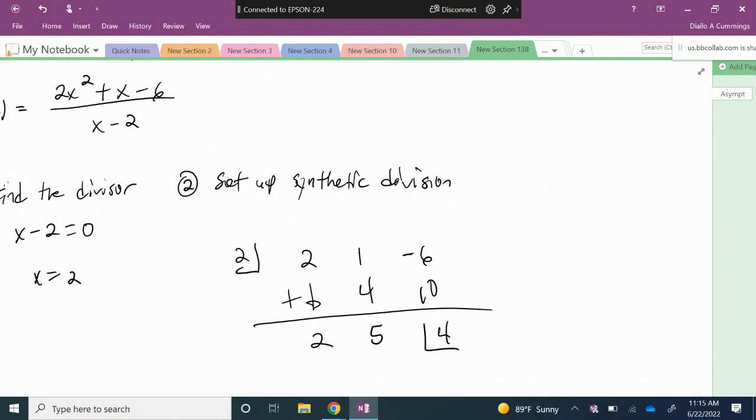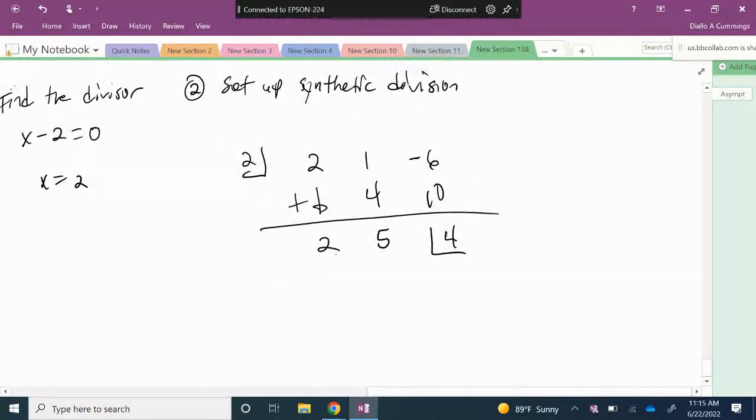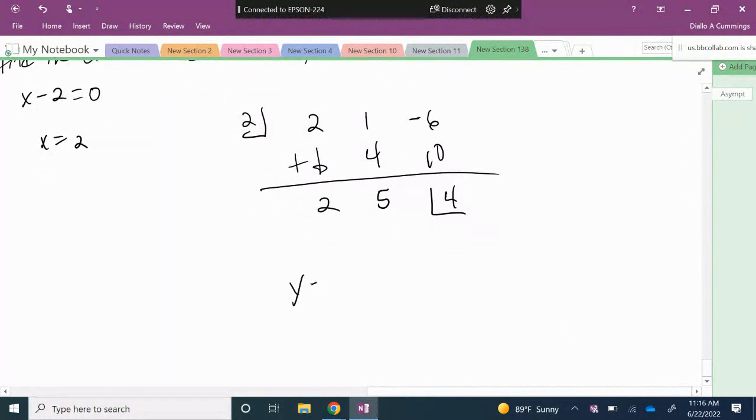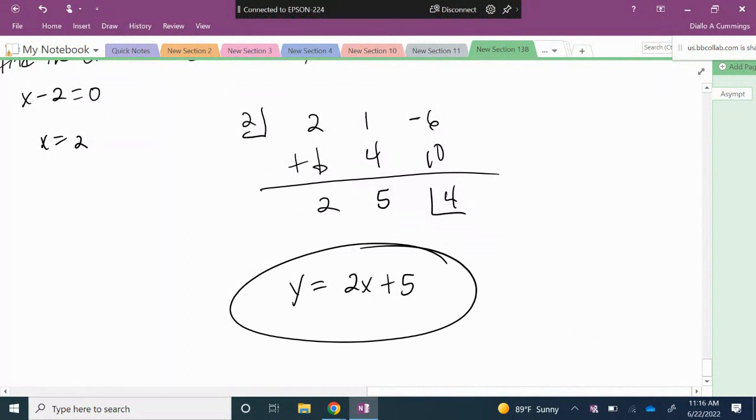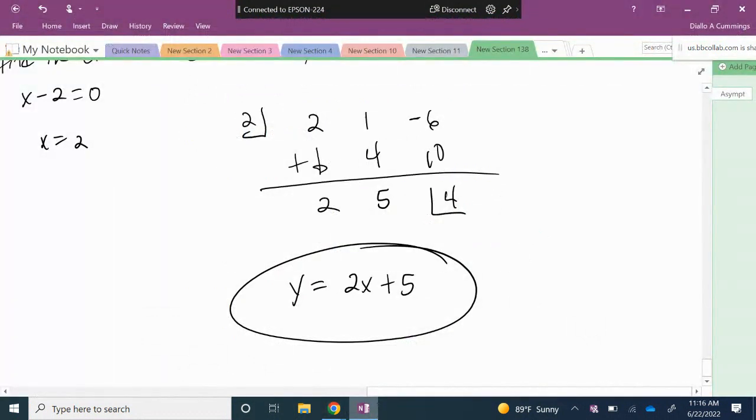So remember that once we use synthetic division, we reduce the degree of our equation by 1. So the 2 would be the coefficient for x, and 5 would be our constant. Notice that it says to find the slant asymptote, we divide the numerator by the denominator and disregard any remainder. So the slant asymptote is 2x plus 5, and we're going to disregard the remainder.